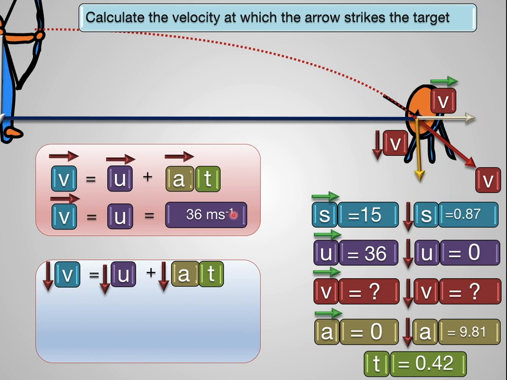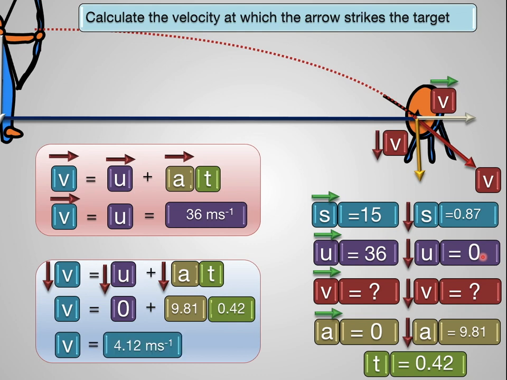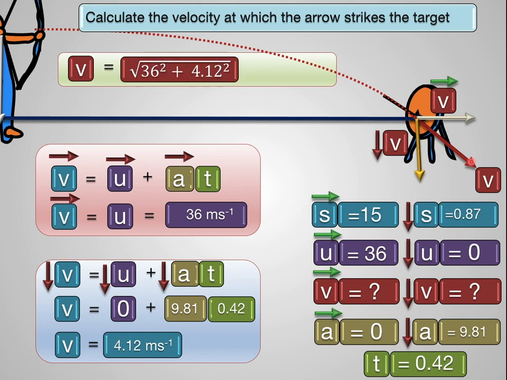Horizontal part is already found. Initial velocity is 0. Acceleration is plus 9.81 into t. So you get 4.12. Now we got the horizontal part of it, the vertical part of it. Now we just need to find the resultant, and you know how to find the resultant. It's the Pythagoras. So this is the final velocity, the actual velocity of the body on hitting the target.